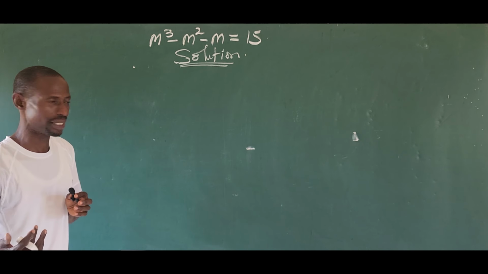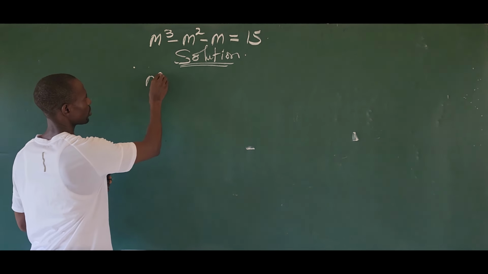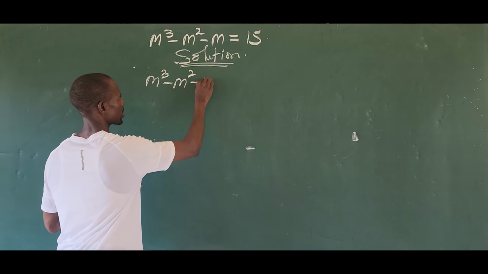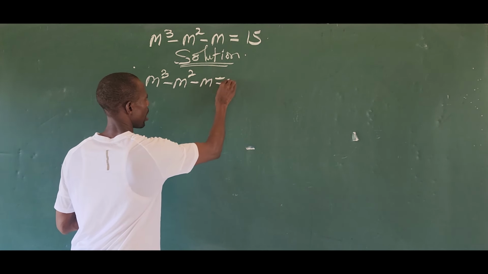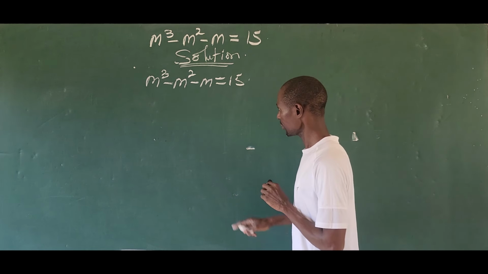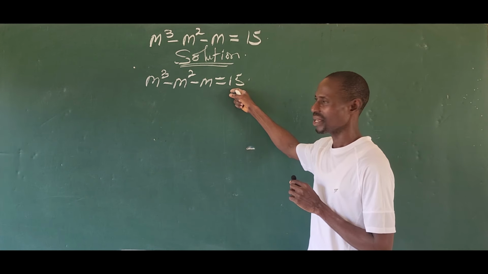Now we have this question in here. Let's put down m to the power of 3, minus m to the power of 2, minus m, equal to 15. Now look at what I did in here. I just have to look at this 15 here.